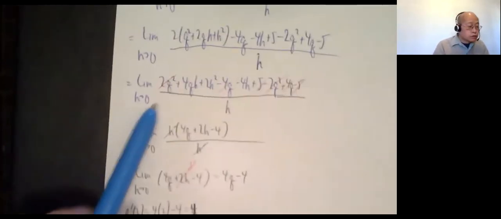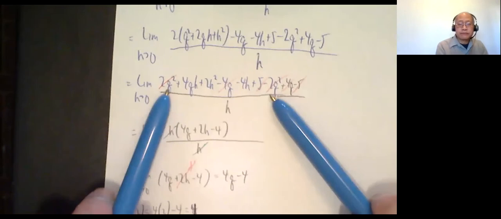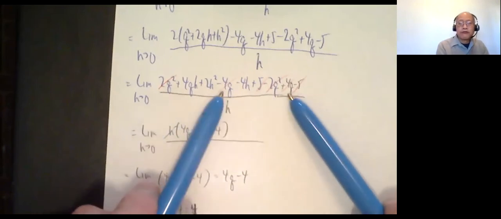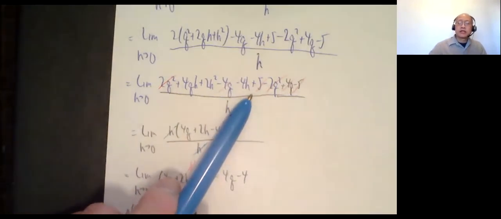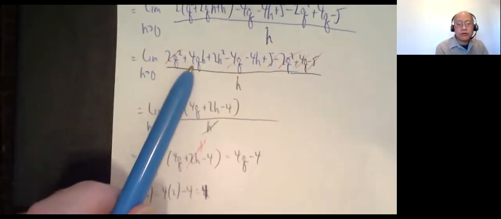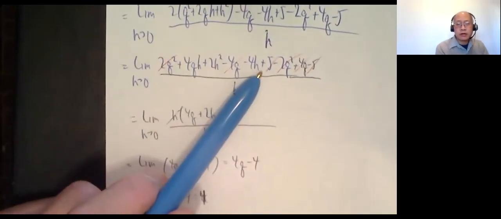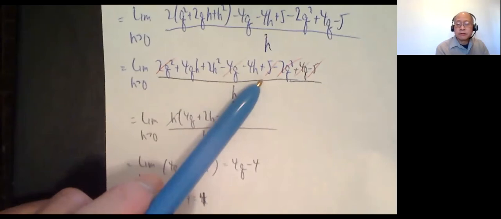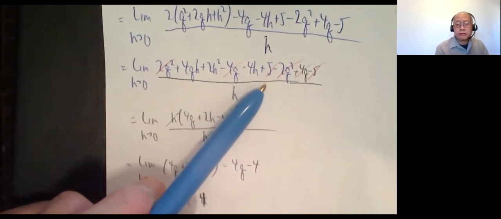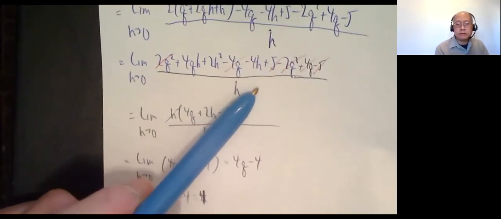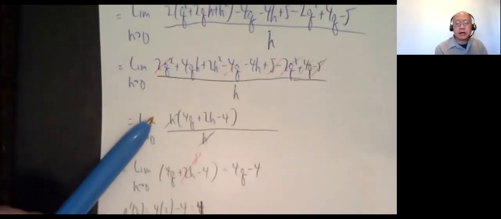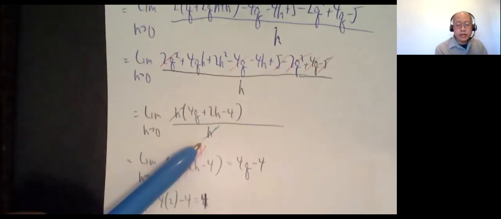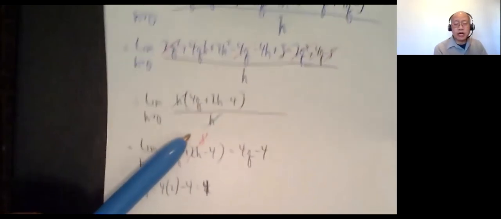All right, so 2Q squared cancels out. 4Q cancels out. 5 cancels out. What does not cancel out are that one, and that one. Can you see what they all have in common? There seems to be a recurring theme here. They all have H. Factor out the H. Guess what happens to that H on top? Cancels the H on the bottom. It always works that way for these kind of problems.